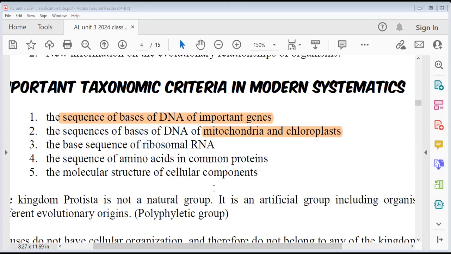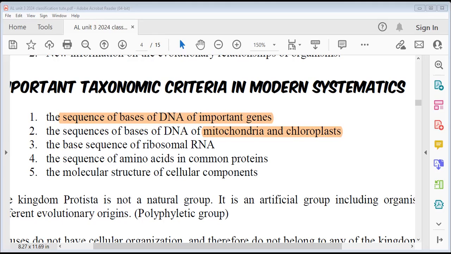And some molecular structures of cellular components, such as the plasma membrane and cell wall, are also considered in modern classification. Are you clear? Yes, sir. Right.